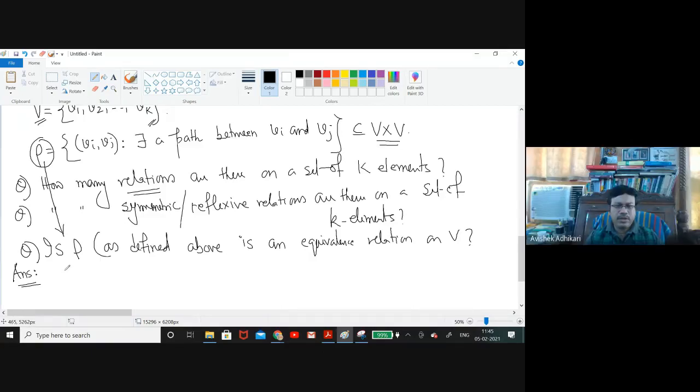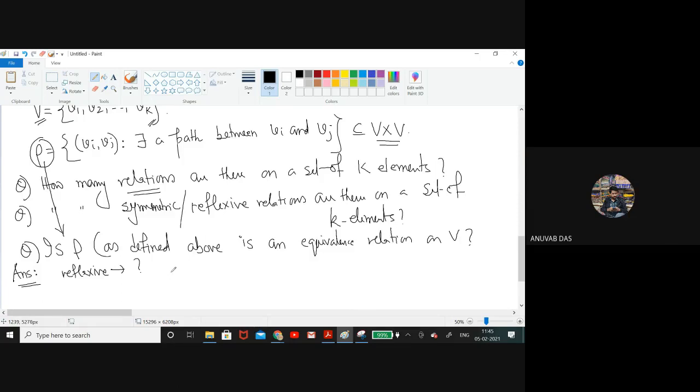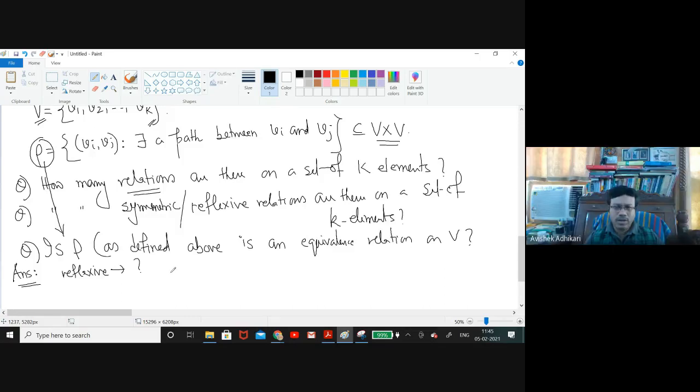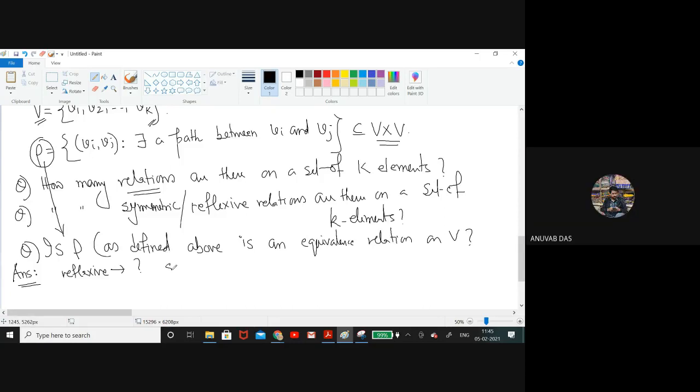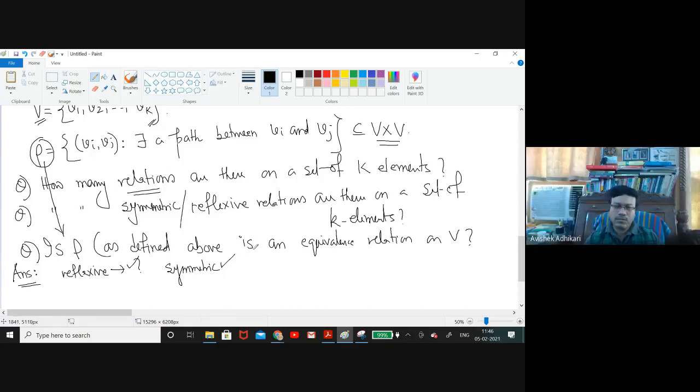So tell me whether it is reflexive. Sir, reflexive is trivially true, there is a path between the same vertex. It is trivial. Okay, good. Symmetric: if there exists a path between vi and vj, then symmetrically this path is between vj and vi. Very good. So this is also symmetric.